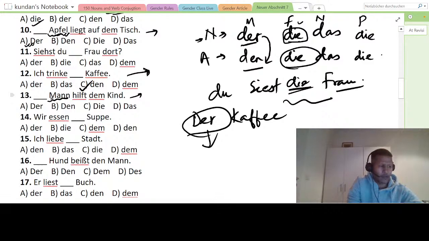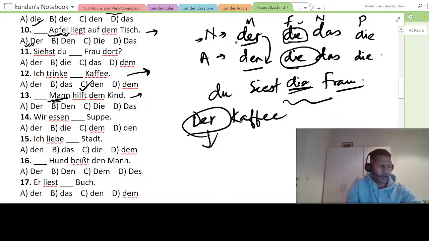I'm giving you a hint. Tell me question number 13. What will be the answer? Don't hesitate. You can make mistakes, it doesn't matter. Keep pinging the answer here, that will make you understand. First thing you have to understand is that the subject is always in nominative. And Mann is what? Masculine.